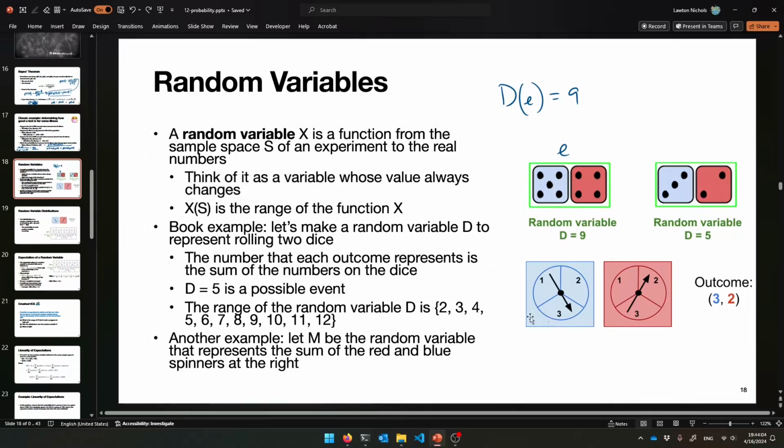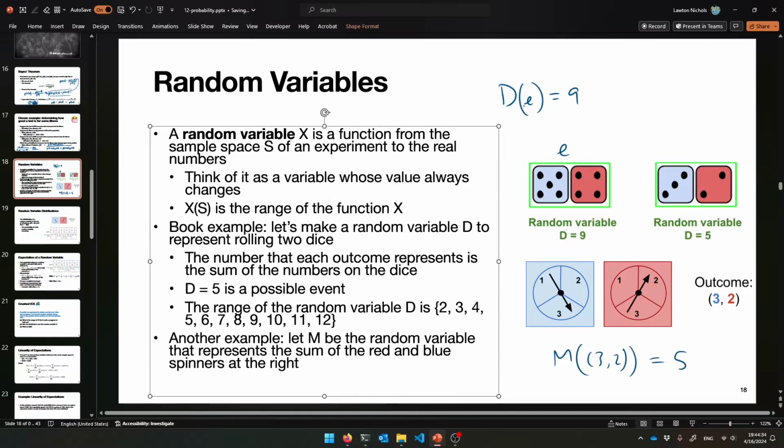Another example from your book is you've got 2 spinners. You've got a blue spinner and a red spinner, and they can each land on the numbers 1, 2, or 3. And so we could make a random variable, call it m, that represents the sum of the values that the red and blue spinner landed on. So for example, m on 3, 2 would give back 5. Okay, that's the idea. And you just give it the whole sample space if you want to see the range. That's the syntax. It will produce the possible range of the random variable. It tells you all the values it could take on.